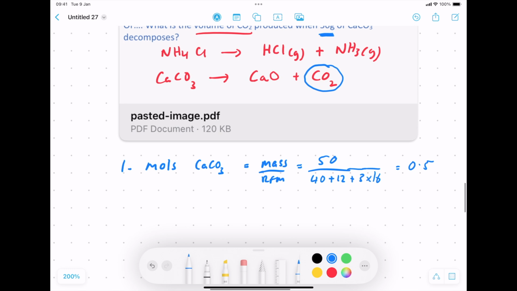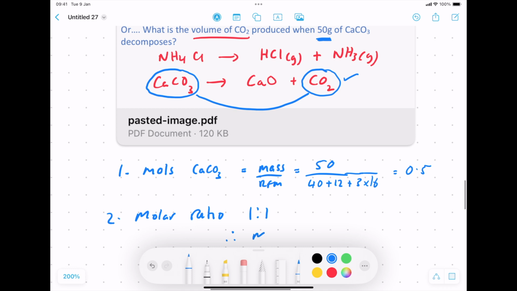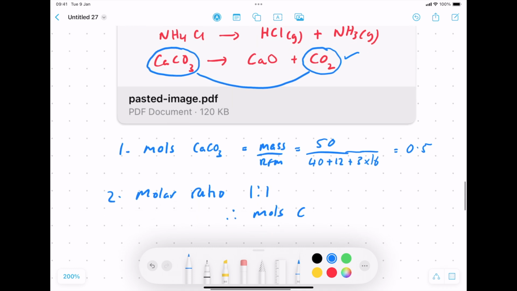The next thing we do is the molar ratio between the reactant and the product. So if I circle, that's the reactant, that's the product we're interested in. And if you look at the link there, we can see the molar ratio is 1:1 in this case. 1 lot of calcium carbonate produces 1 lot of CO2. How do I know it's 1:1? Because there's no balancing numbers before it. So there's no 2 or a 3. So therefore, the moles of CO2 produced is going to be exactly the same. It's also 0.5.